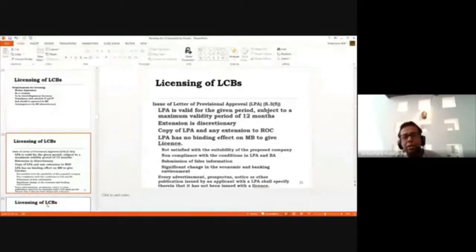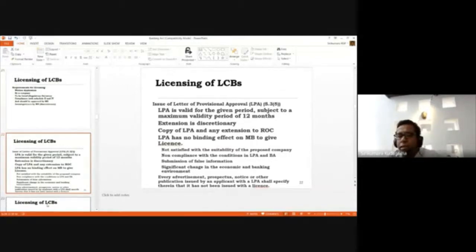Then licensing contains the issue of a letter of provisional approval. A provisional approval letter would indicate some sort of a policy decision from the central bank that we are likely to give you a license, and that letter is given for them to get ready, I mean, procure necessary resources. For that purpose, a letter of provisional approval is given. It is generally valid for a given period, subject to a maximum valid period of 12 months.